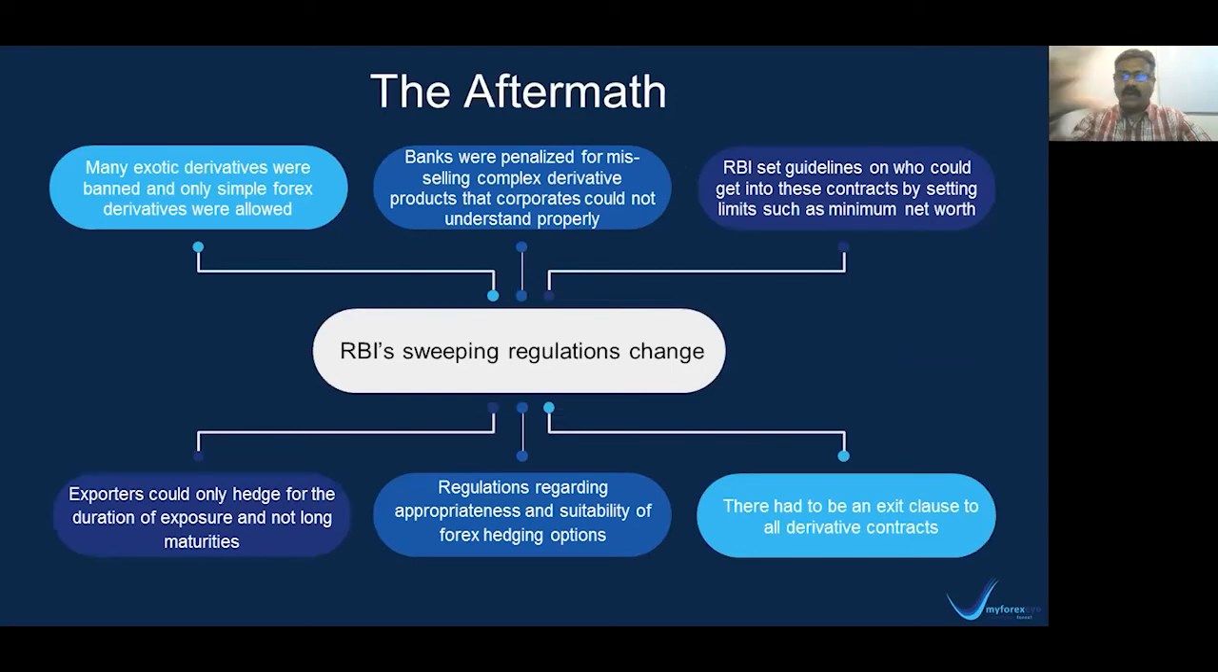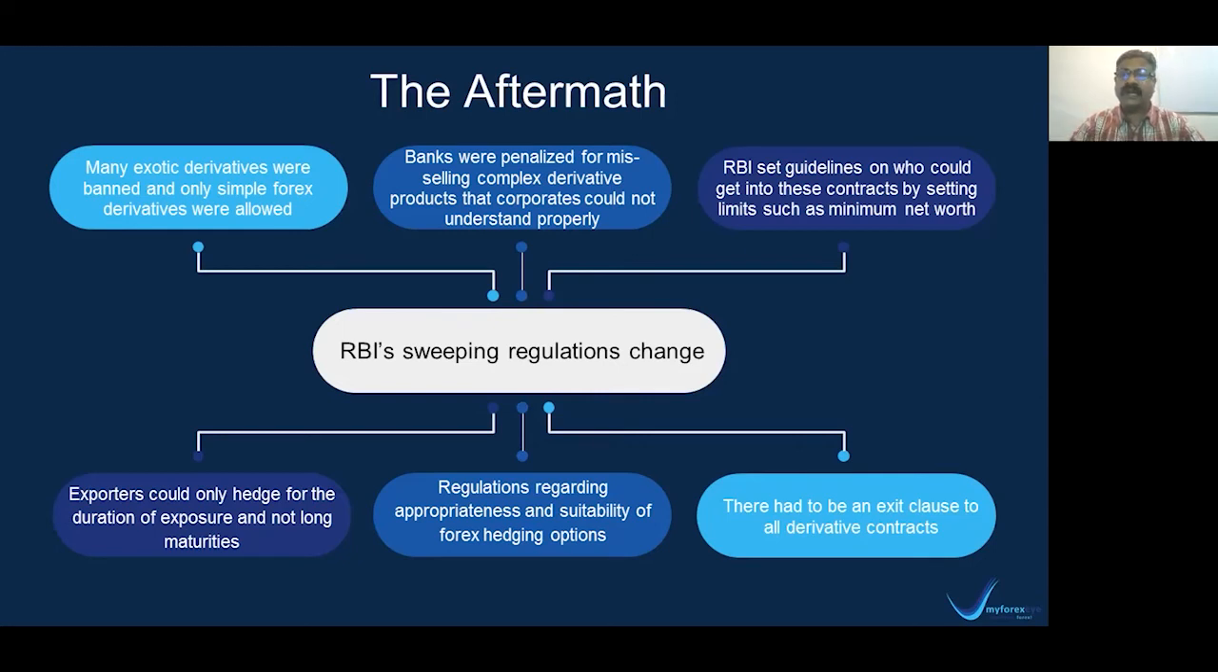Now, after all this chaos happened, RBI made sweeping changes in the forex regulations in India. Most of these exotic options were completely banned by the RBI, and only simple vanilla derivatives were allowed. Separately, a lot of private banks and commercial banks were penalized heavily by the RBI for mis-selling derivatives to corporates, despite the fact that the corporates did not understand them well, or probably could not understand them fully.